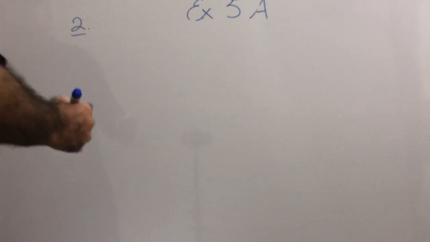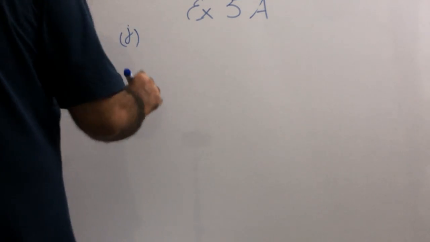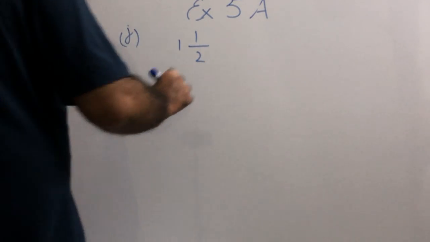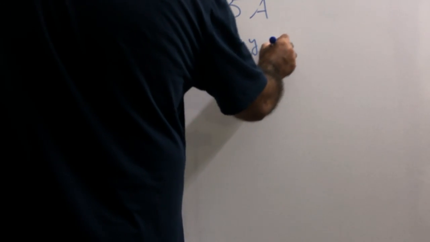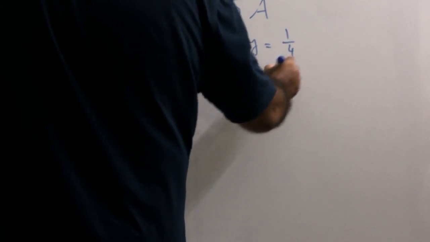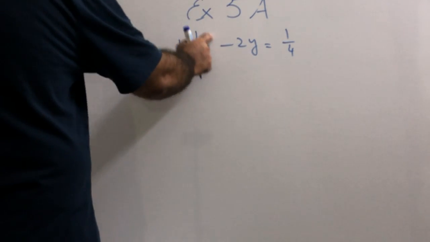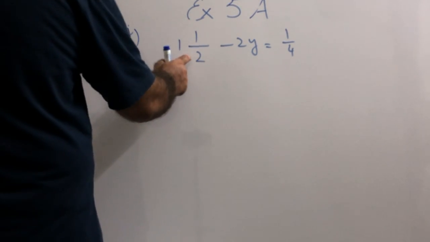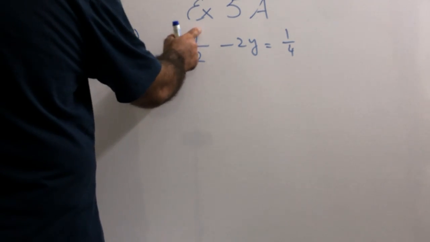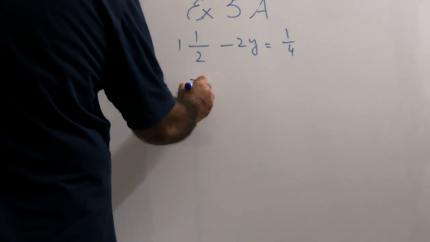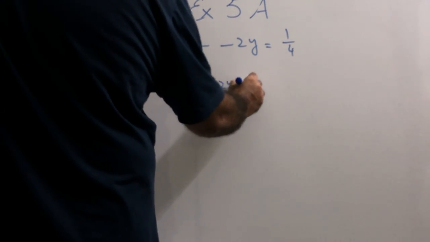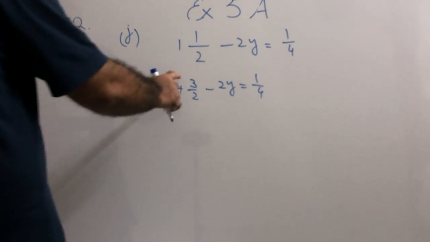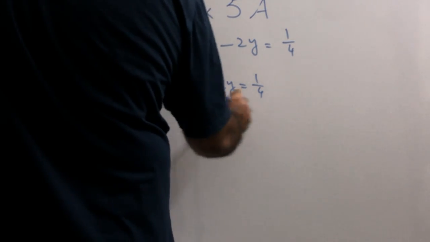If you look at the last part, J, it is 1 whole number 1 over 2 minus 2y is equal to 1 over 4. Here first of all we will convert it into an improper fraction. We will multiply 2 with 1, 2 1s are 2, add 1, 3, it becomes 3 over 2 minus 2y is equal to 1 over 4. This is of positive sign. First we need to remove this. So we will subtract this from both sides.